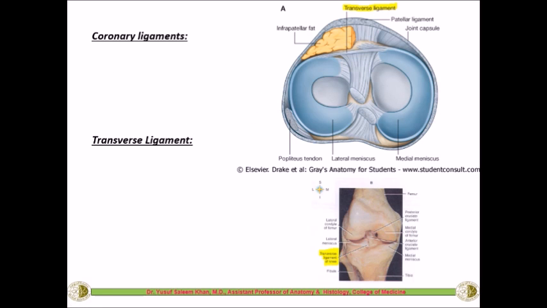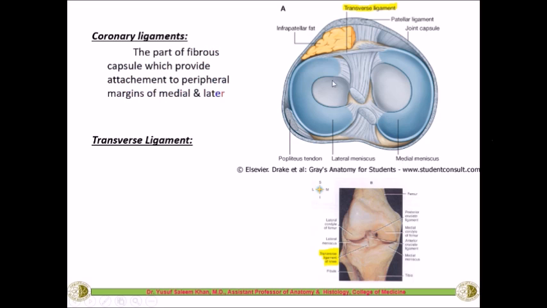Apart from that, there are also some small ligaments called the coronary ligament. The coronary ligament is a small ligament which attaches the peripheral margins of the menisci to the capsule. It is the part of the fibrous capsule which provides attachment to the peripheral margin of the medial and lateral meniscus on either side. Okay, so this is the capsule and these are the menisci, and they are connected by this coronary ligament.